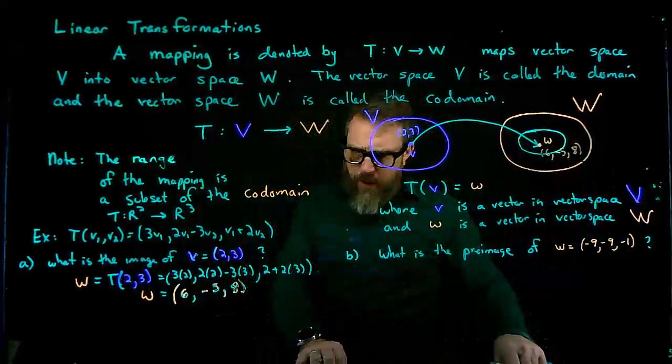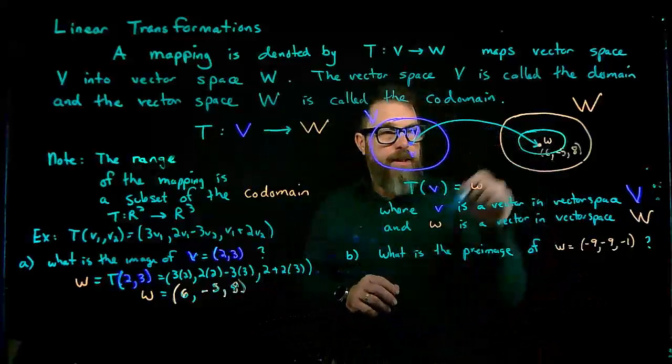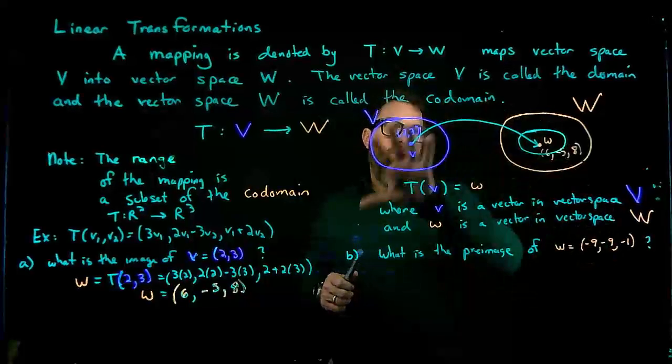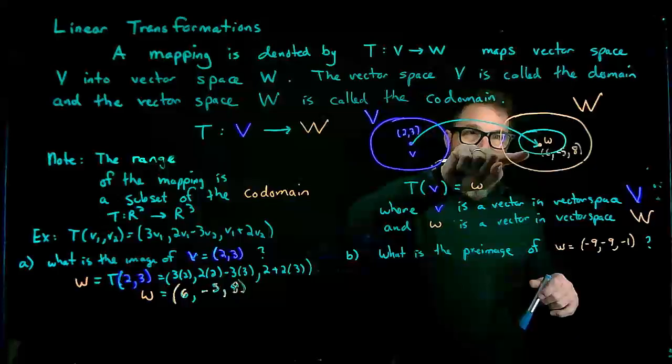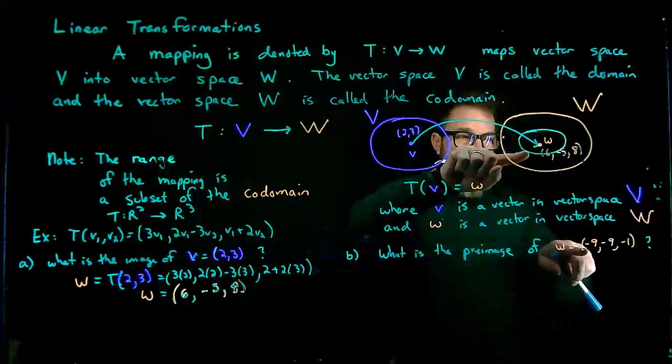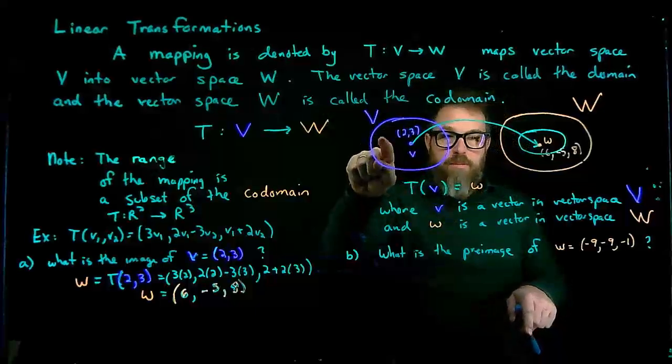All right, now what about the preimage? Let's say I have another vector in here. Now this vector would be in the range because all the blue is going to map to this yellow subspace. So this one, negative 9, negative 1, will also be in here, and it's going to map somewhere back to the blue.